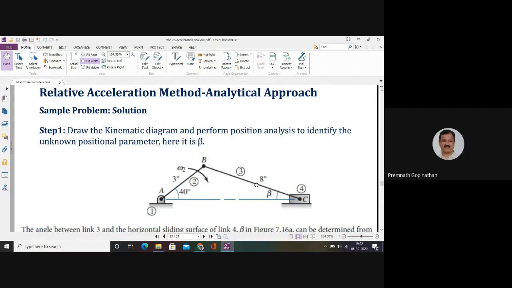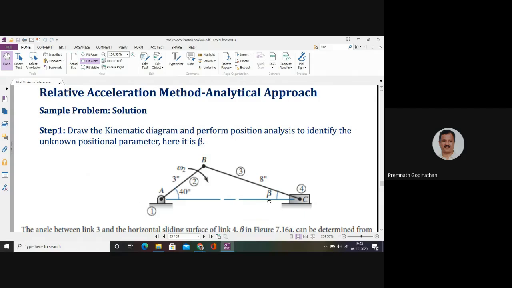Now, after drawing the kinematic diagram, the next step is to use the position analysis method and identify the unknown parameters for this particular configuration. So here the unknown parameter is beta, which indicates the angular position of the connecting rod with the horizontal.